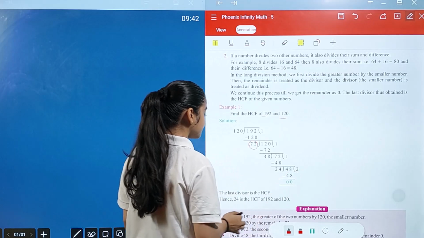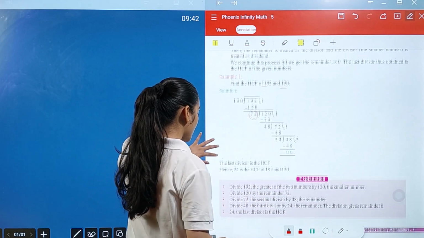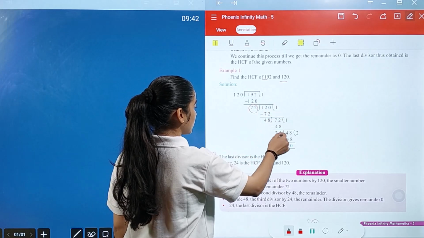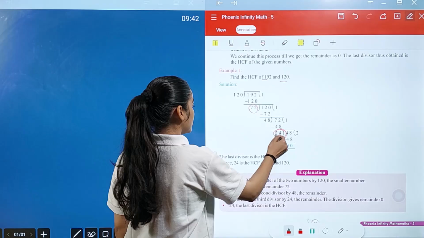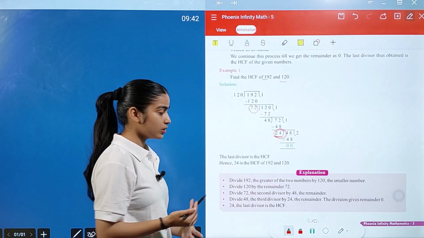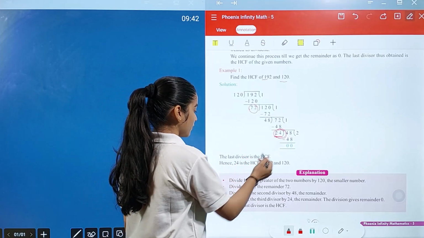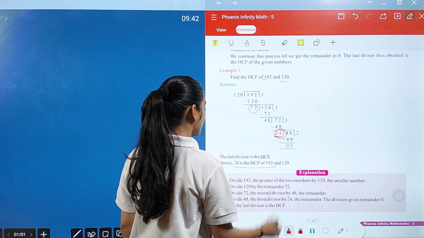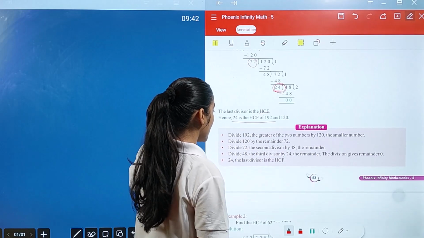So we will get 0 as the remainder. At the end, what we notice here is that the number by which we get the remainder 0 is your HCF, by using the long division method. So 24 is the HCF of 192 and 120.